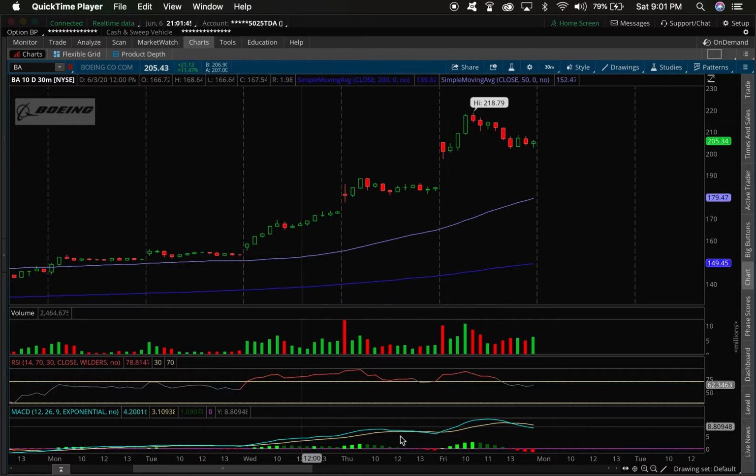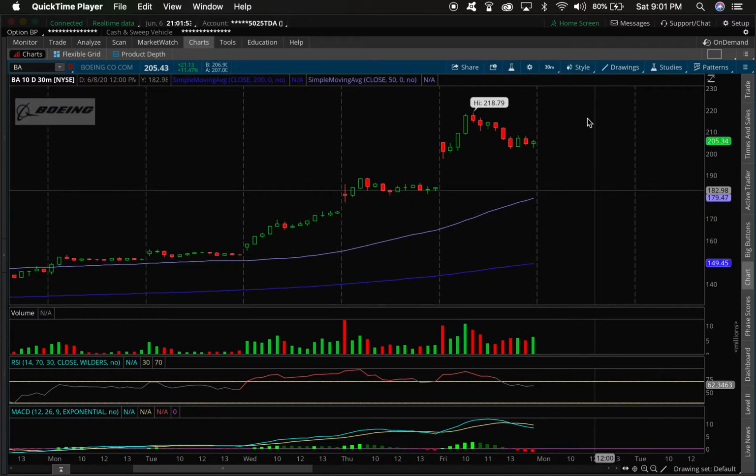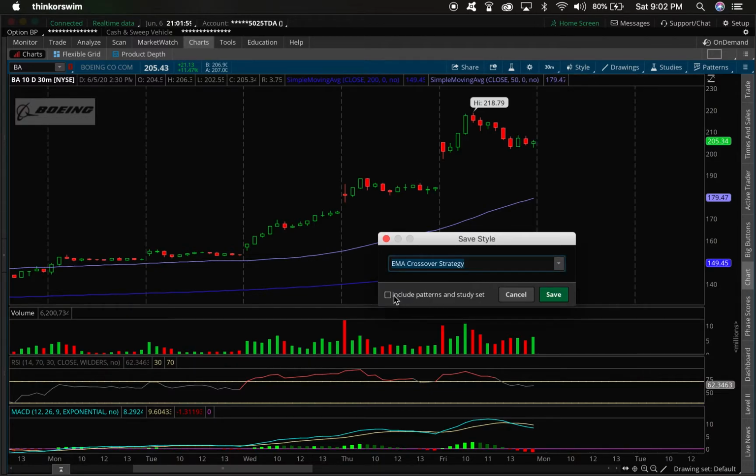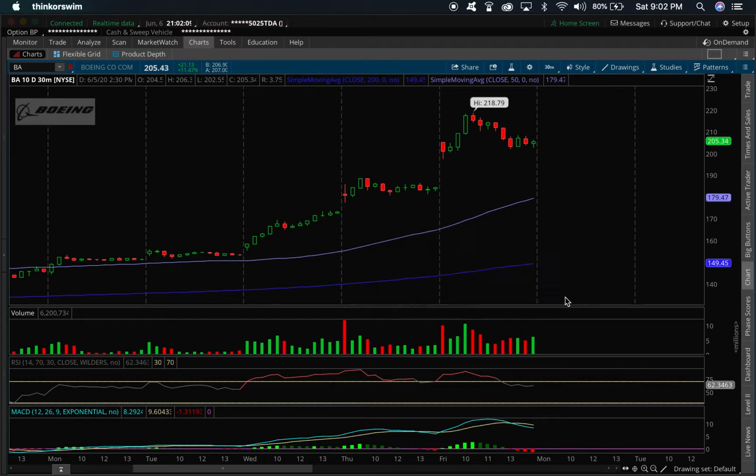So anyway, here are some of the indicators that I use. Once you get a chart set up and you like the way it looks, you can save this style so you can switch between styles. Go to Style right here and hit Save Style, and include your patterns and studies. Otherwise, these moving averages, the MACD, the RSI, all that stuff will be gone if you do not save it. So we're just going to save it, yes, to overwrite my previous one.